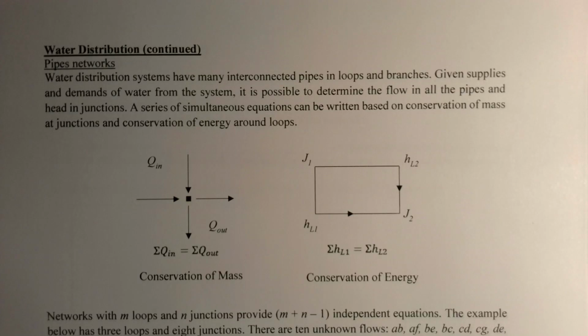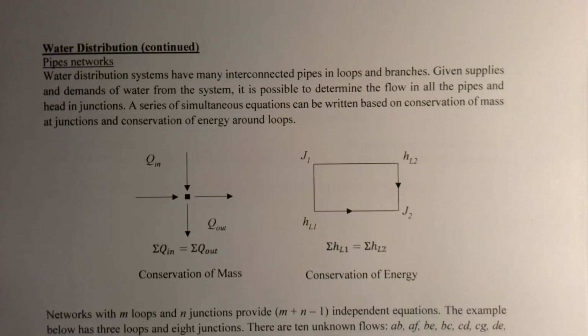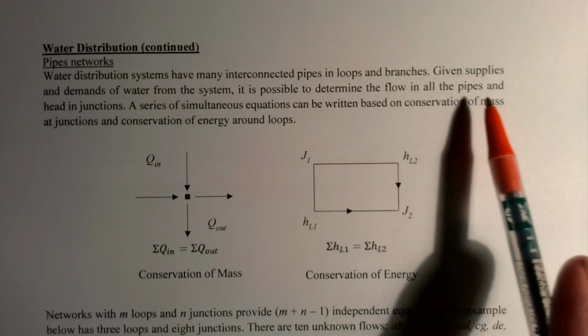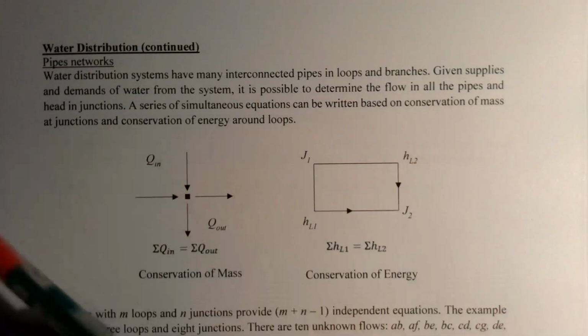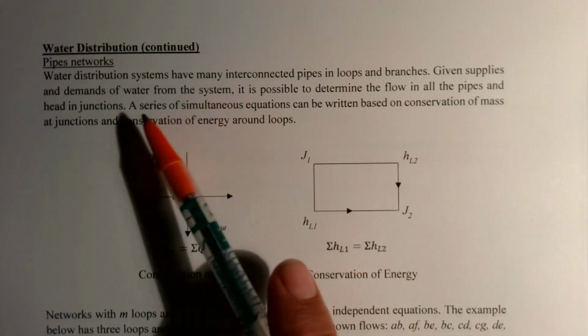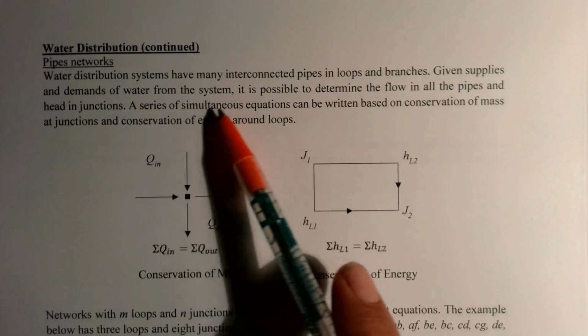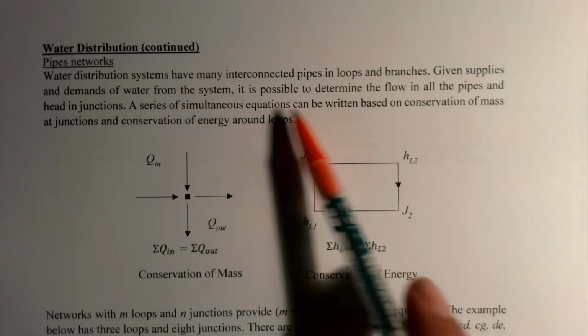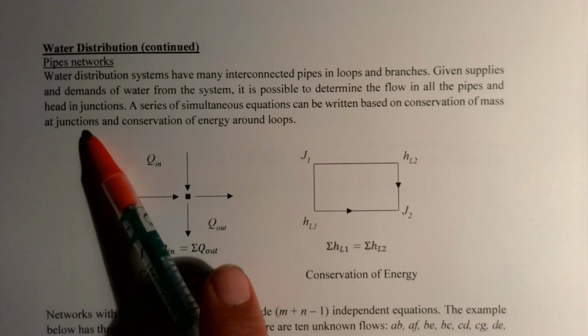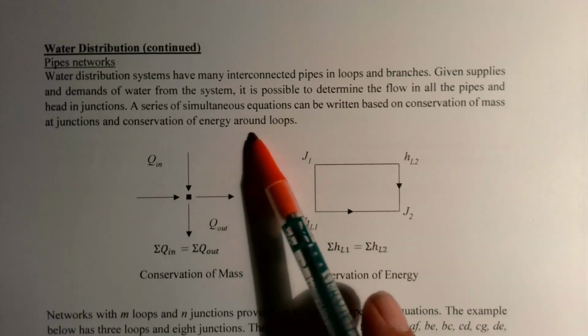water distribution systems. And so if we're given the supply of water at a location and then the demands at different points in the system, it's possible to determine the flows in all the pipes and the heads in each of the junctions when you have a complex network. To do so requires the solution of a simultaneous system of equations, and those equations are going to be based on conservation of mass at junctions, which we've already talked about, and conservation of energy around loops.